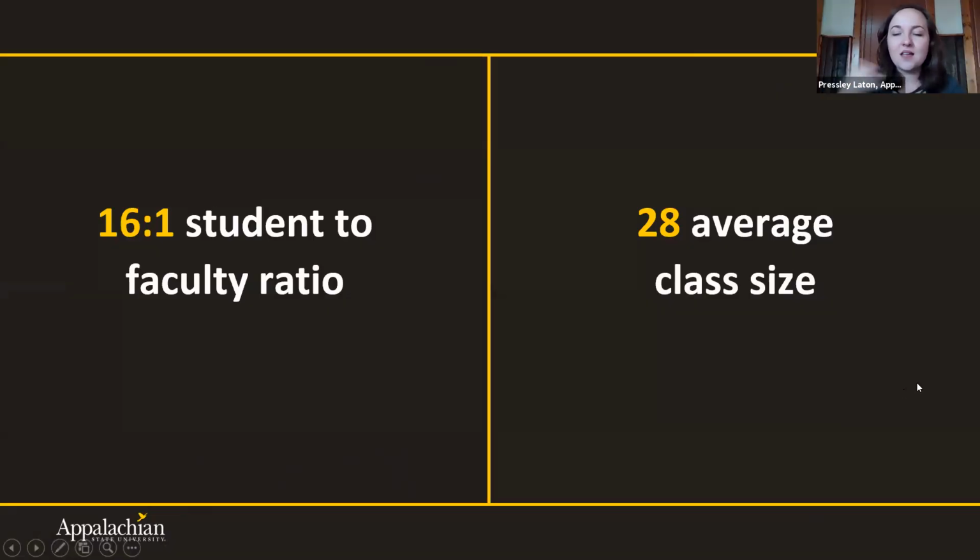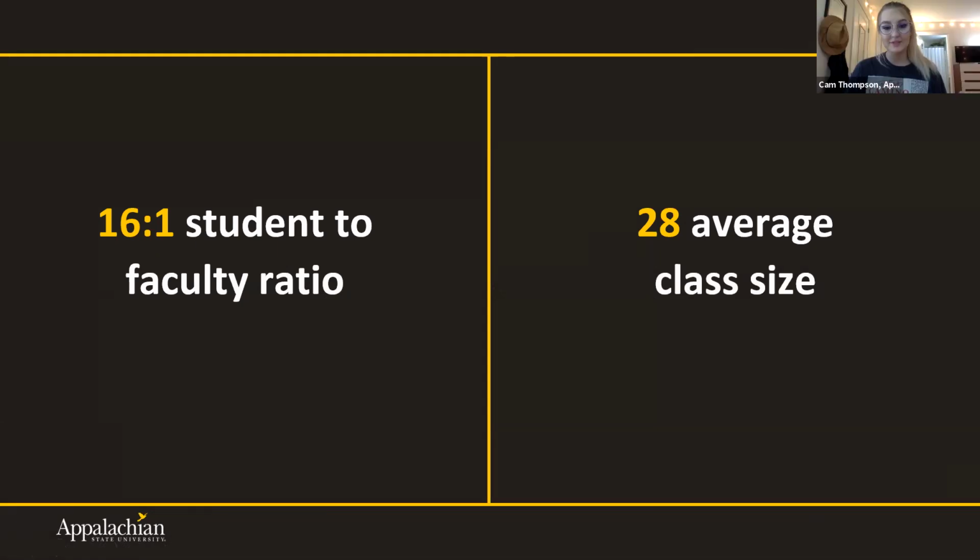And Cam, what about telling us a little bit about maybe the class sizes and what that experience is like in the classroom for students? Yeah, absolutely. So as you can see here on the slide, we have a 16:1 student to faculty ratio, which is really great. It means that there's plenty of faculty for each student, and that class size being about an average of 28 is also really great. So if you're transferring in, you'll probably be transferring into sophomore, junior, maybe senior level classes. And so even those classes are going to be potentially smaller than this.